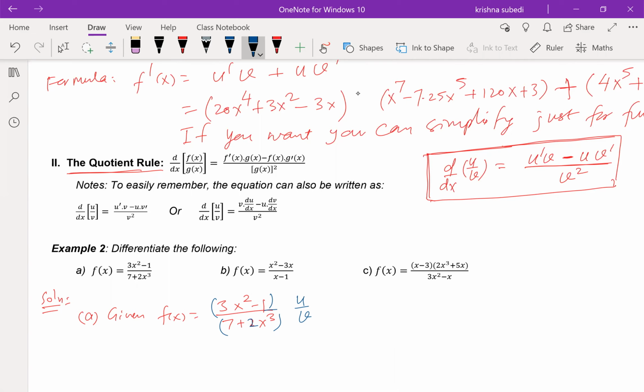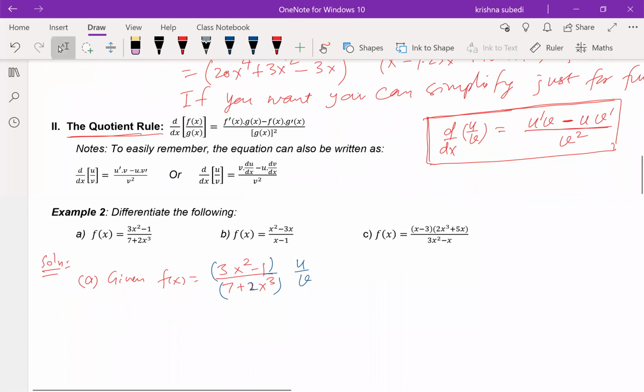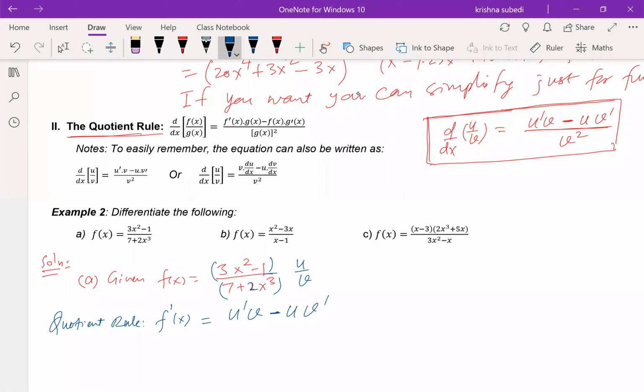So we're going to use the quotient rule. Quotient means division, okay? The easy word for that is division rule, when two functions are divided. Now using the formula, we know that f prime of x, by the quotient rule, is vu minus, this time, one derivative at a time.